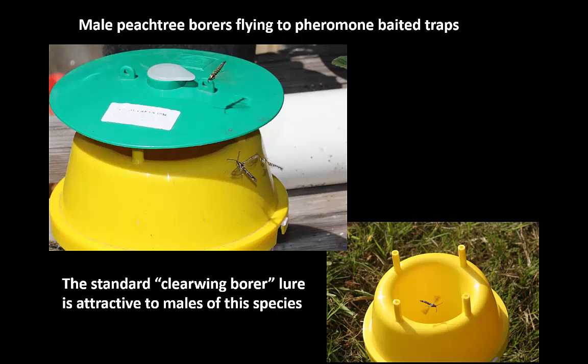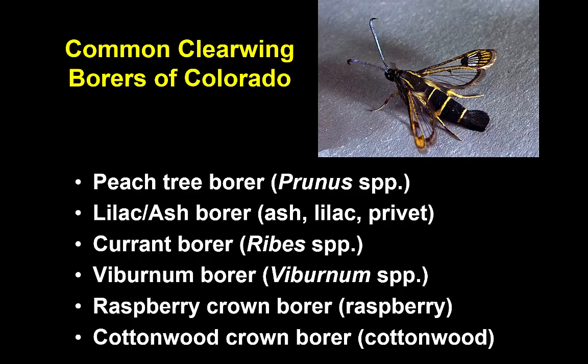Now, the kind of pheromone that we'd use is a standard clearwing borer lure. There's lots of lures that are used for different kinds of insects. Actually, the one that attracts this insect is kind of a generic one, and it is attracted to several of the species. Very widely available, and perhaps one of the things you might be interested in looking at is some of the suppliers of pheromones and seeing what kind of things are out there. But we'll talk about that later.